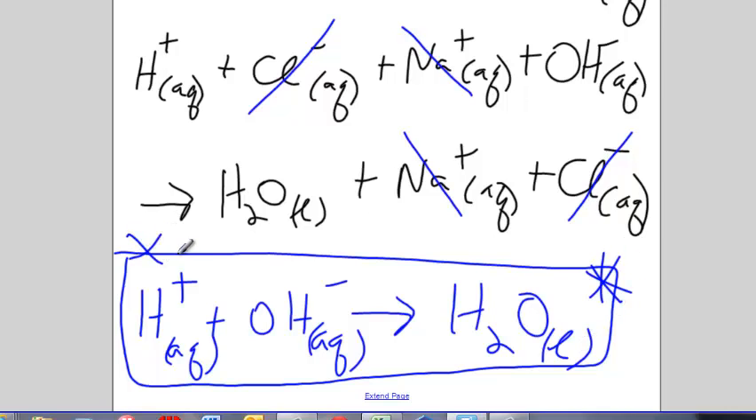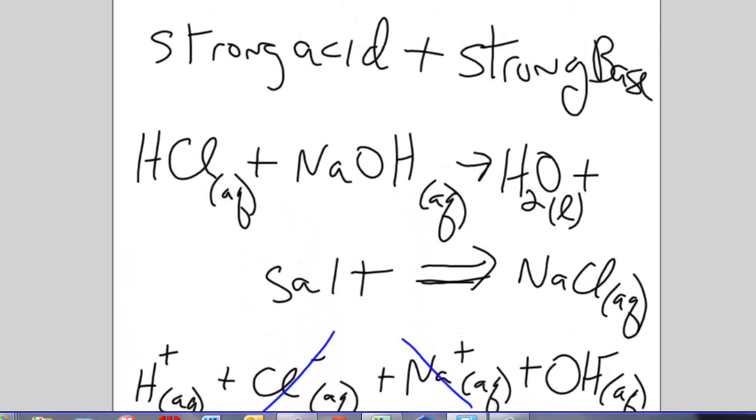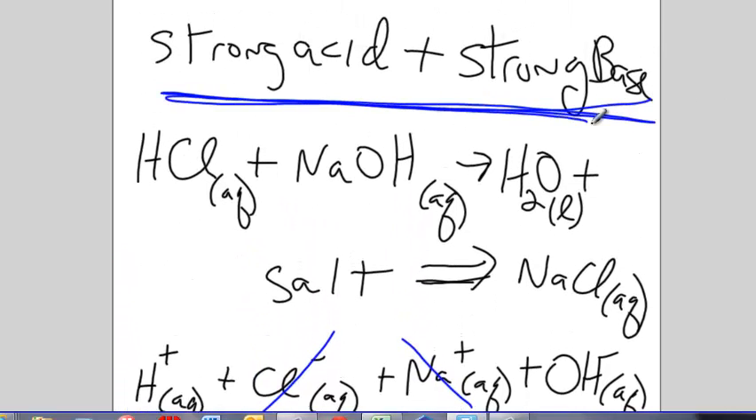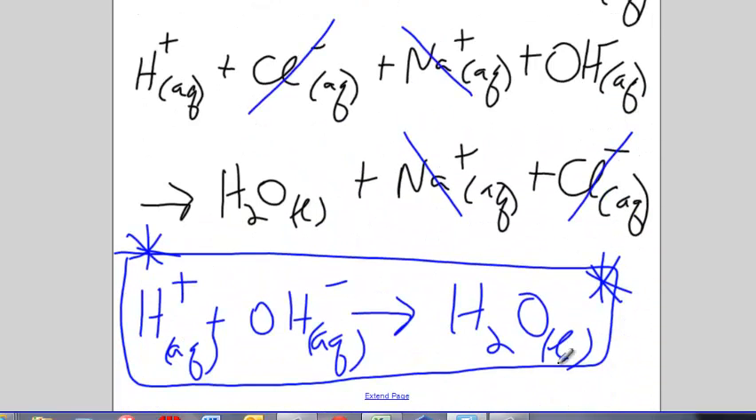That is always your net ionic if you have a strong acid plus a strong base. Okay? Strong acid plus strong base always gives you this as your net ionic equation. H plus OH minus goes to H2O. It doesn't matter what the other ions are. It doesn't matter what the anion of the H plus is, what the cation of the OH minus is. Those are always spectator ions, and spectator ions never show up in the net ionic equation.